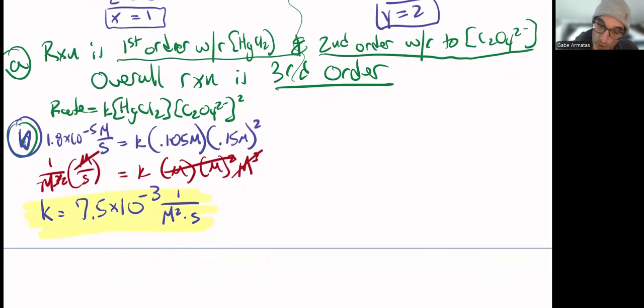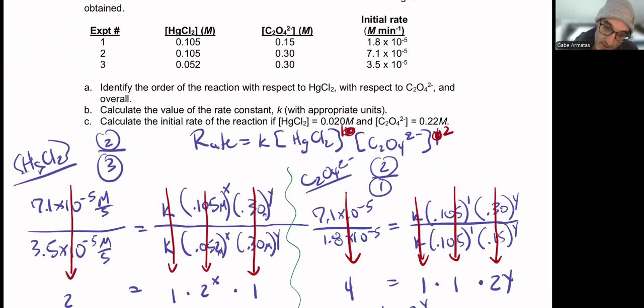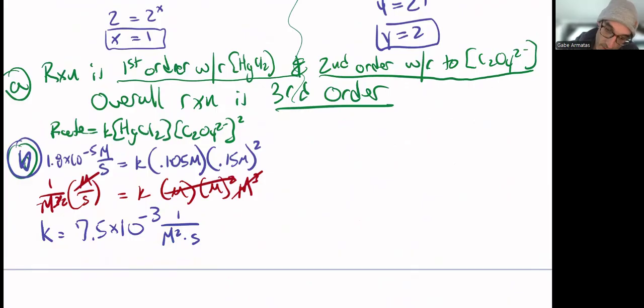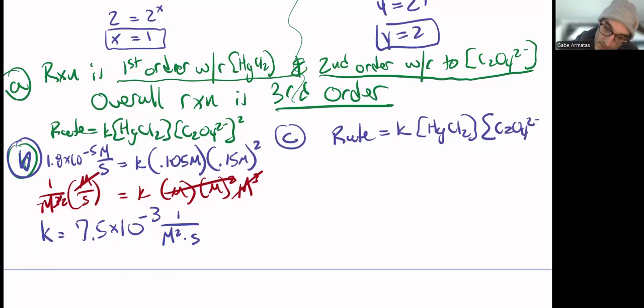All right. So the last question is essentially saying, okay, so given these conditions, we know K, we know the orders, calculate the initial rate under these conditions. So we are simply going to take this reaction, now that we know K, and we're going to plug these values in and solve. So here we go. So for C, I'm going to take my rate is equal to K, which we now know, times concentration of HgCl2 raised to the first, sorry, C2O4 2 minus squared.